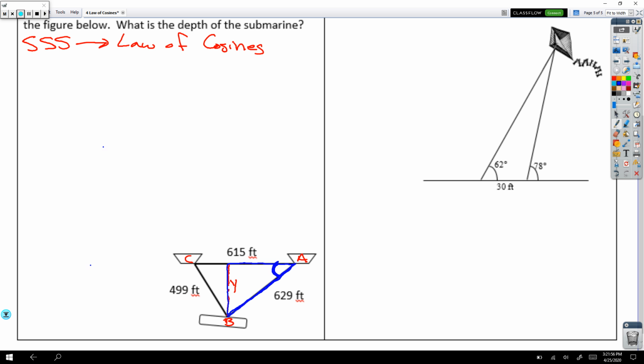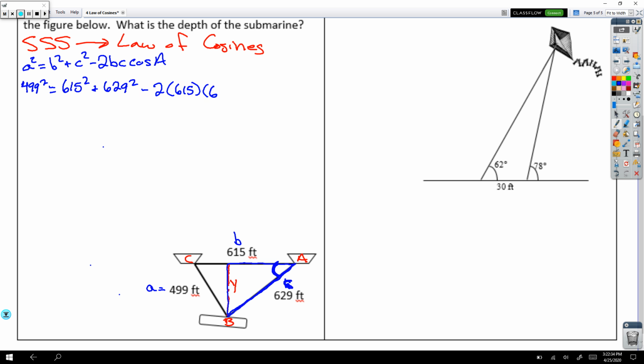So I'm going to use this formula, a squared equals b squared plus c squared, minus 2bc cosine A. Plugging in everything. So here is A, here is B, and here is C. So a is 499 squared, equals 615 squared, plus 629 squared, minus 2 times 615 times 629, cosine of A.